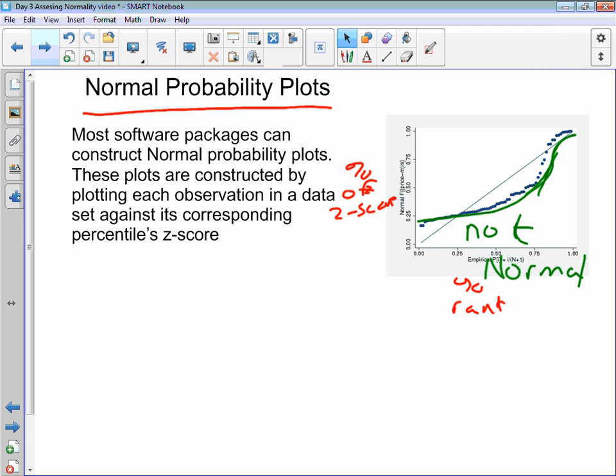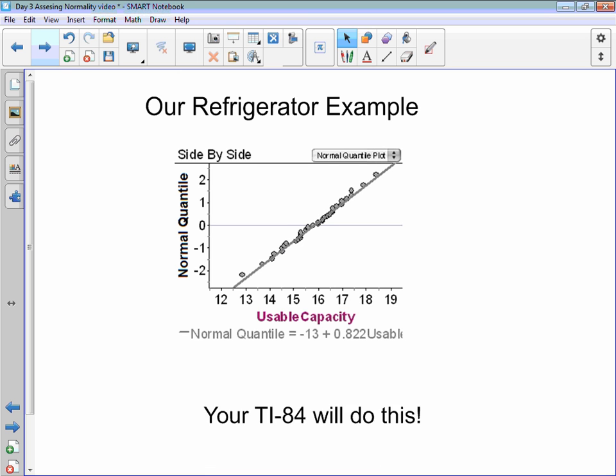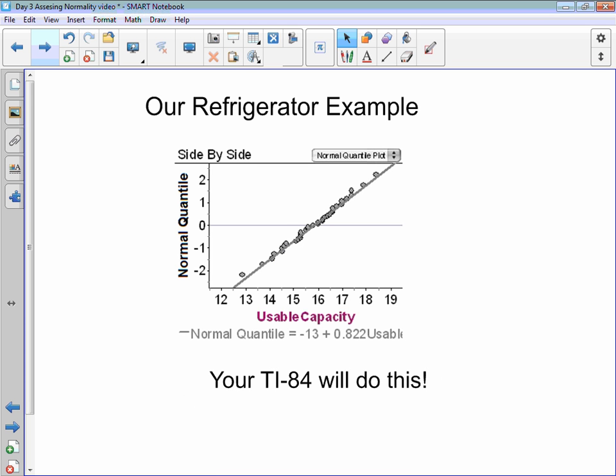So let's look at our refrigerator data set. If we created the normal probability plot, we would see that they form a nice straight line. We'll talk about how you do this on your TI-84 in class. But this is basically the ways that we assess if a data set is normal.